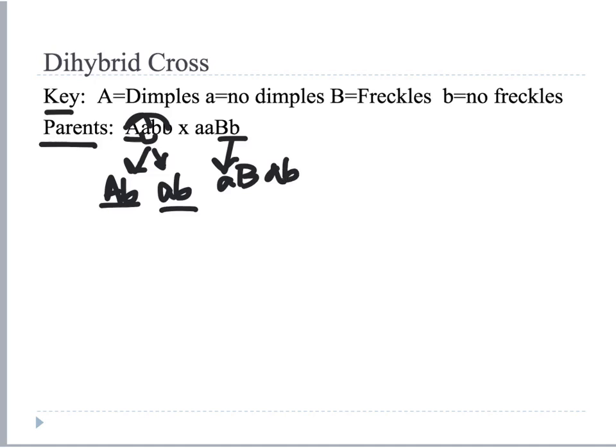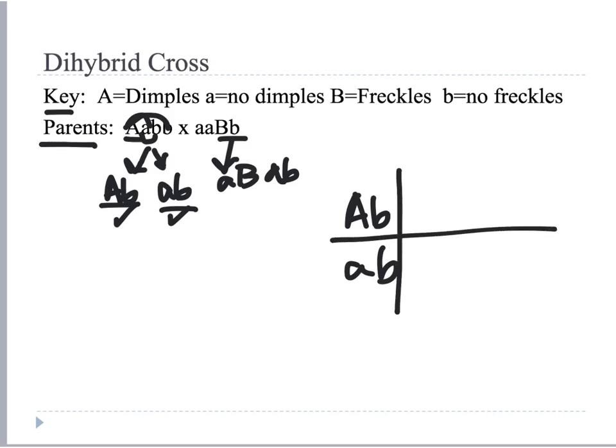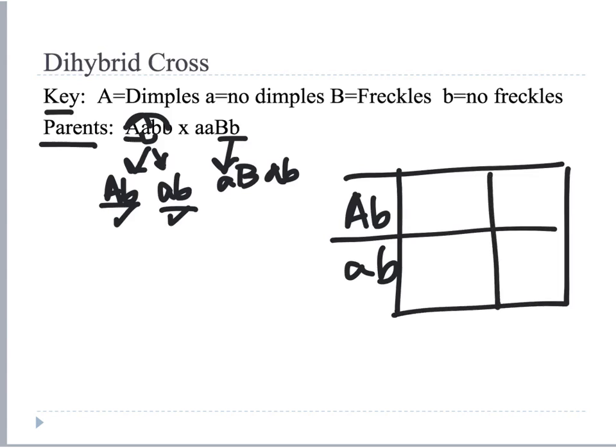Now, unlike a monohybrid cross where we always put 4 squares down every single time, in the case of a dihybrid cross, we really only need to build the square that we need to complete. So in this case, one parent is going to need 2 rows. So I'm going to put big A, little b, and little a, little b, and that's my 2 rows. My other parent is also going to need 2 spaces, so that's going to be a little a, big B, and a, little b. And now my square is set up.